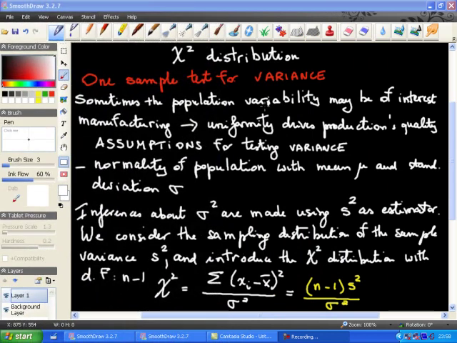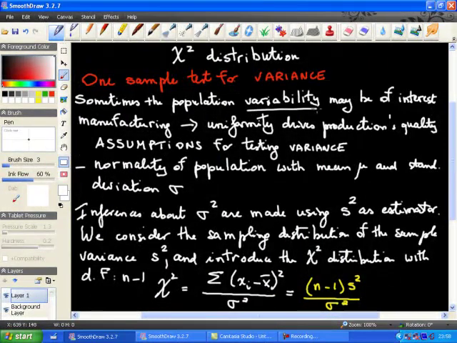In some situations, we look at the population variability. For instance, in manufacturing, uniformity drives production's quality. Even in sports, a soccer player is interested in the ability of a player to score in a uniform way, rather than making goals in one game and not scoring for a number of games. So the variability of the player's performance is important.